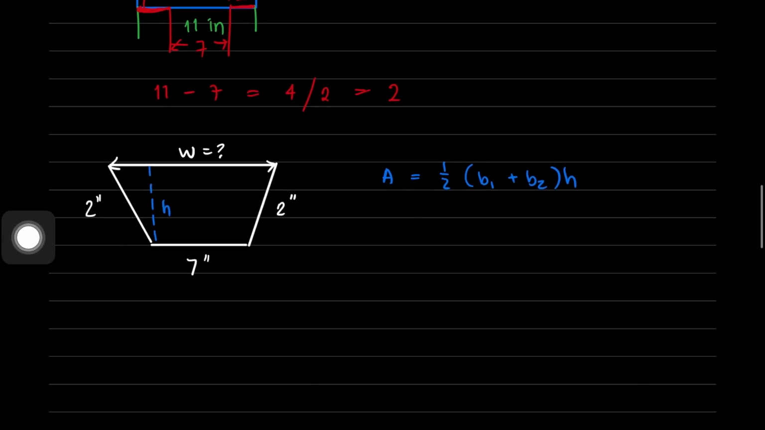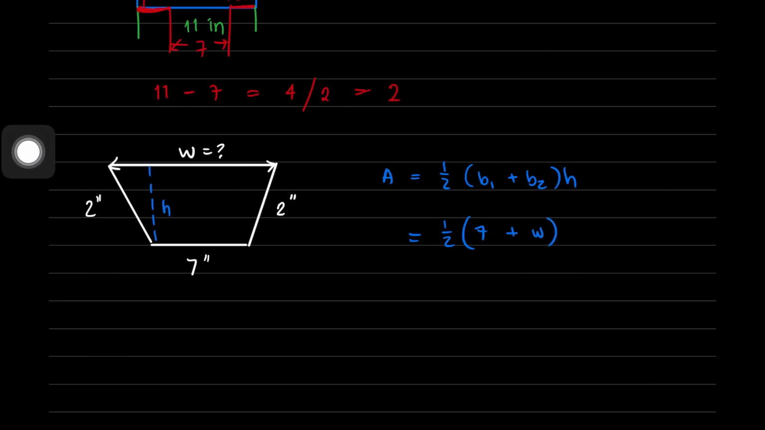Now, if we are going to express this one in terms of a single variable, so if we substitute here, we have 1/2. Base 1 is 7 inches. Base 2, that is what we are going to find out, so that is the width. And the height is also unknown here. So let me just put it there. So this is now the area. Now, we find the relationship between the height and the width. So we're just going to find a way to express this expression in terms of a single variable. Alright? And how are we going to do that?